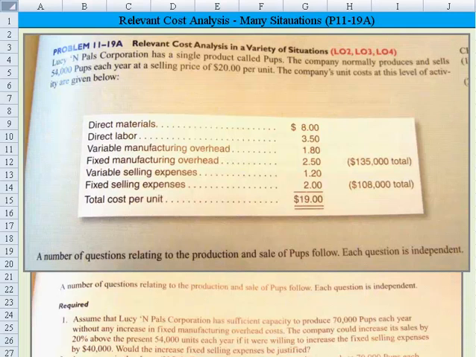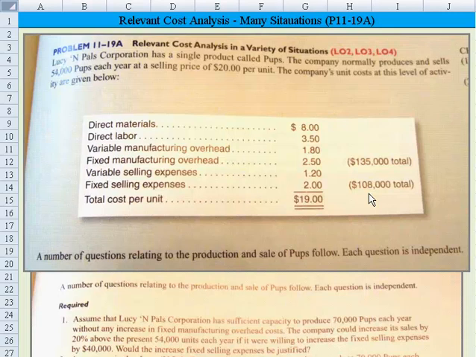Lucy and Pals Corporation has a single product called Pups. The company normally produces and sells 54,000 pups each year at a selling price of $20 per unit. The company's unit costs at this level of activity are given below. Direct materials are $8, direct labor $3.50, variable manufacturing overhead $1.80, fixed manufacturing costs are $135,000 in total, and if we divide that by the 54,000 units, I think we'll come to $2.50 per unit. Variable selling $1.20, fixed selling expenses $2, again $108,000 in total, for a total cost per unit of $19.